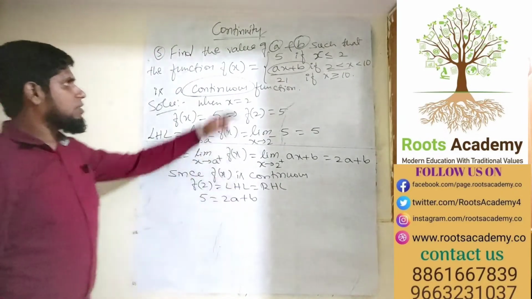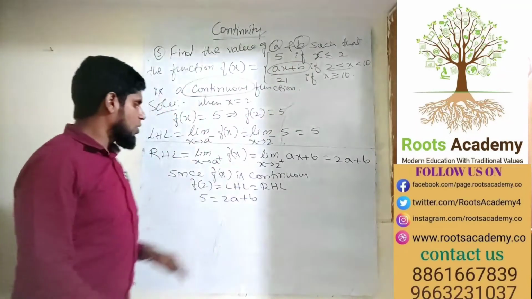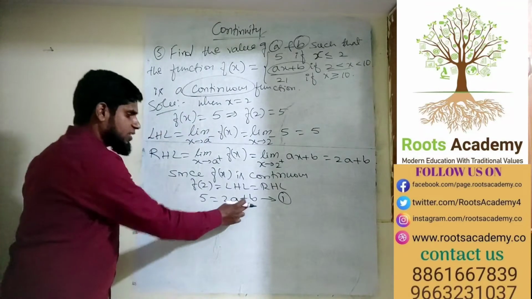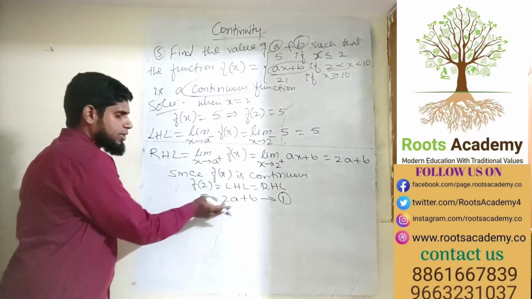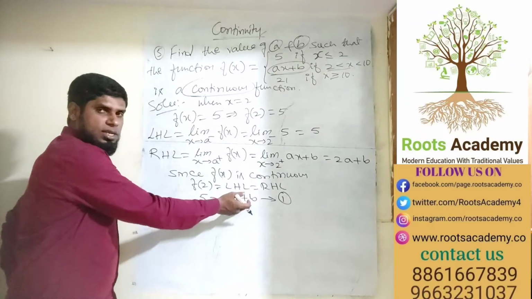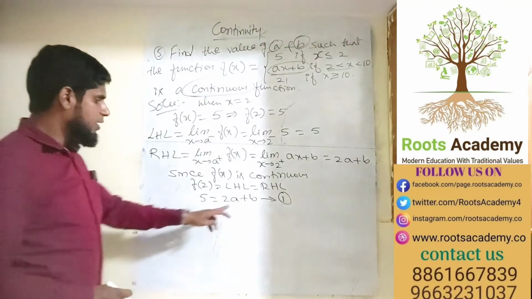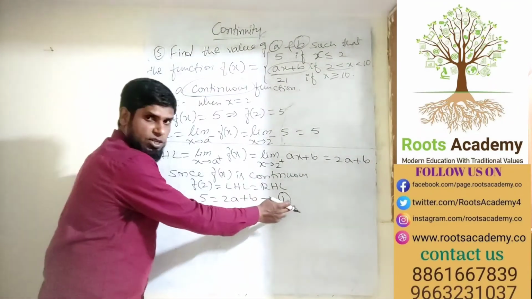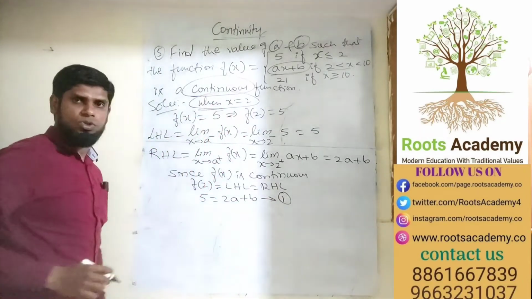So I completed half of the problem, still half the problem is there. So I will mark this as equation 1. Because with one equation, I cannot find the values of these two unknowns. So let me try to take one more equation similar to this, and after that, I can easily solve the values of A and B. So here it is equation 1. This I got with the help of x is equal to 2.